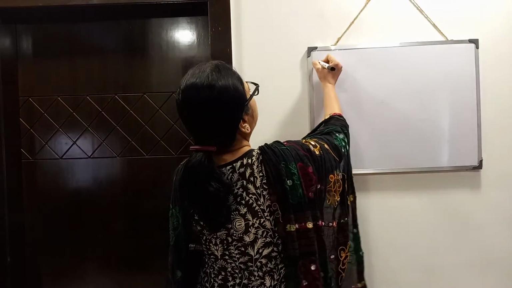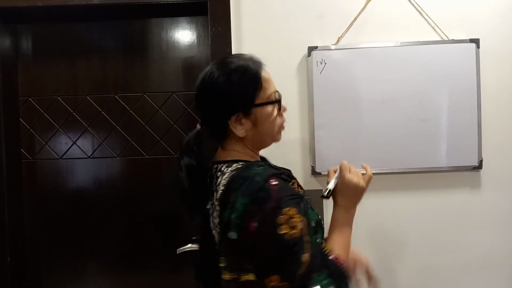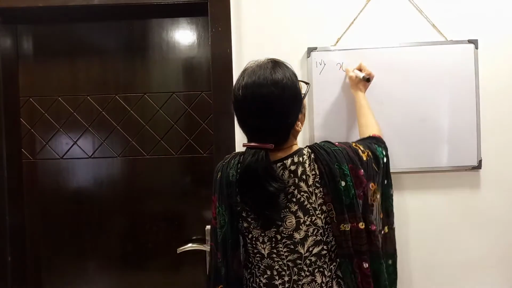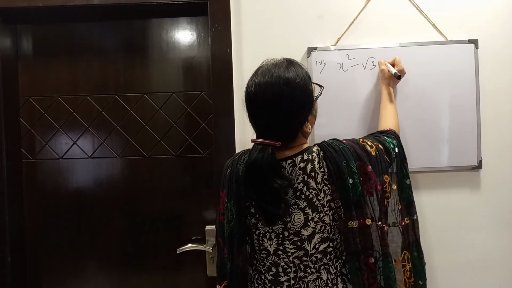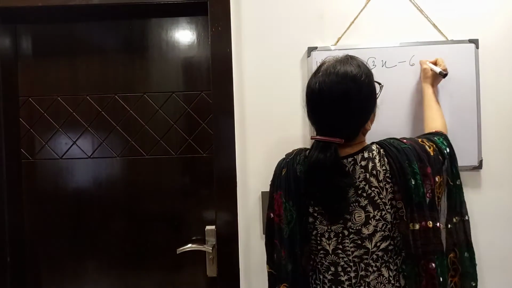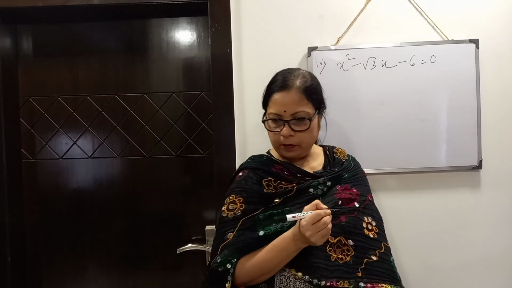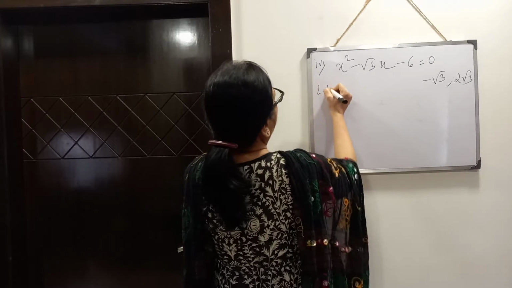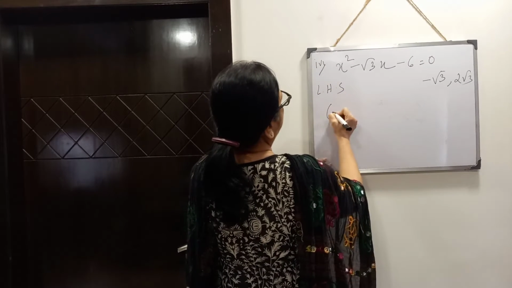Number 3 you will put the values of x and check. Number 4 I am doing. Number 4x square minus root over 3x minus 6 equal to 0. This is the equation, and roots are given minus root 3 and 2 root 3. These are the roots. Now first I am putting minus root 3.